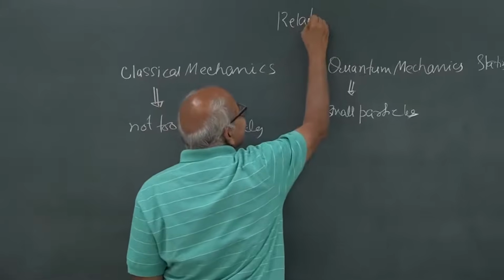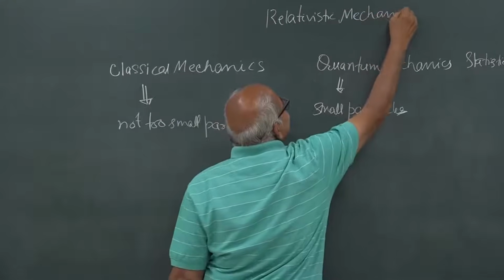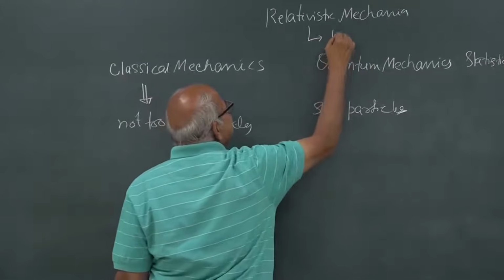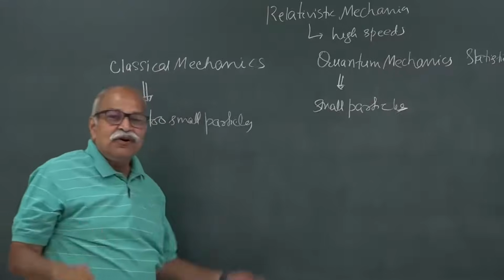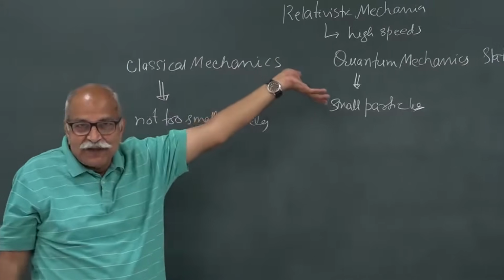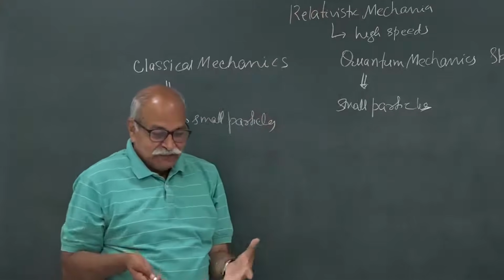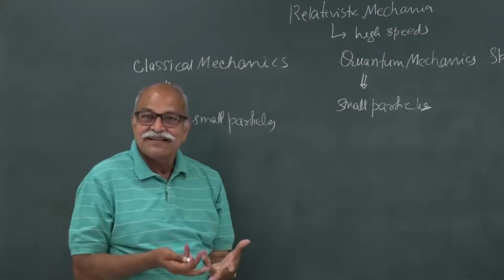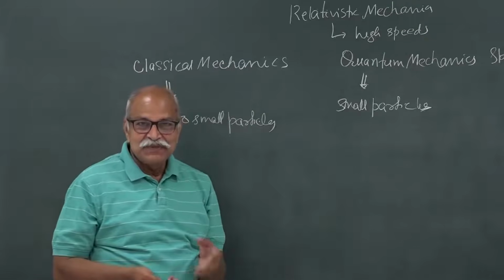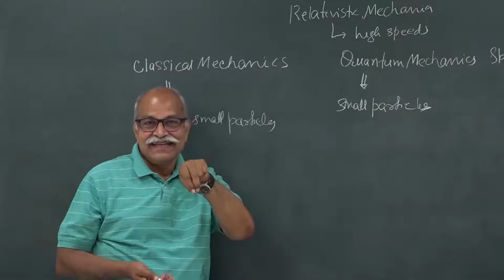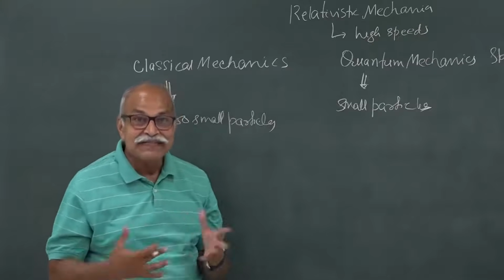So, relativistic mechanics is the one where we talk of high speeds. And not always high speeds; many times the speeds are not very high, and still you need relativistic mechanics. For example, when you have fission or fusion of nuclear particles, the speeds are not very high. A neutron with a very small velocity enters uranium 238, makes it uranium 239, and then it splits.